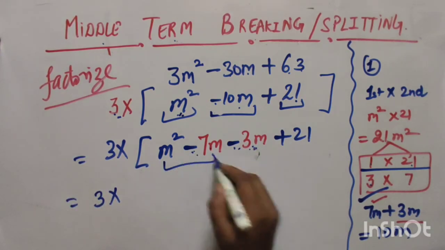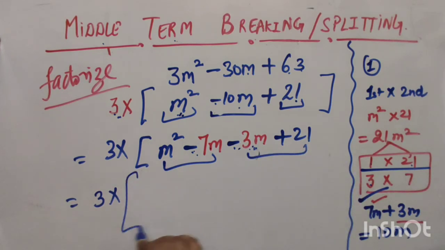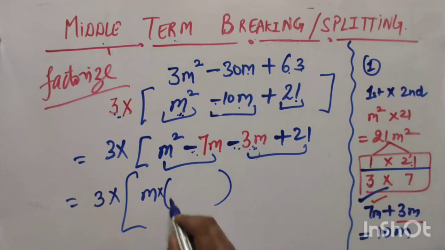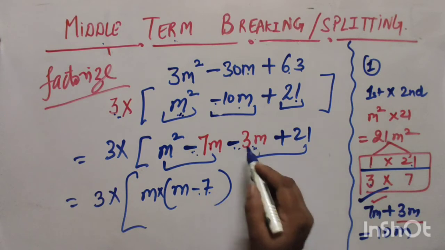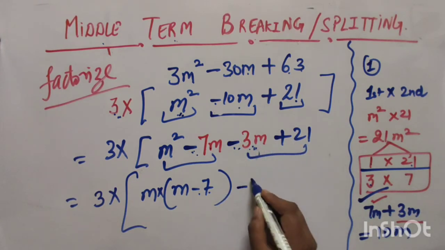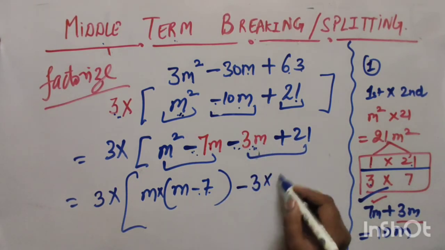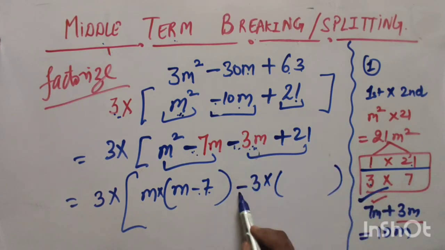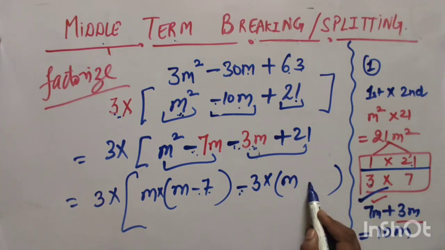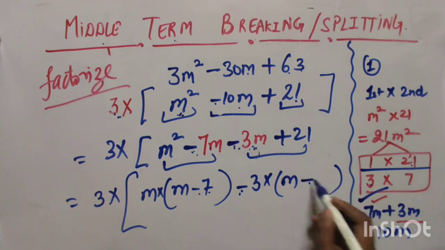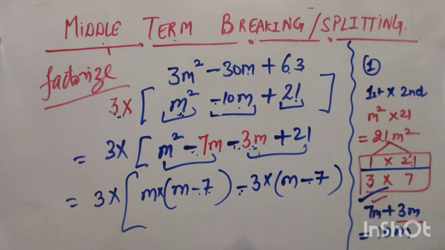Right? Now, the next step, what will we do? We will regroup the first two and the last two. Now we are going to take the common number. From the first group, we can see easily that m is common. So what is left inside? m minus 7. And here also we can see minus 3 is common. So what is left inside? Since it is a minus sign, here m. And since there is a negative sign outside, the sign inside will get changed. It is positive, so it will become negative. And we are left with 7 inside the bracket.